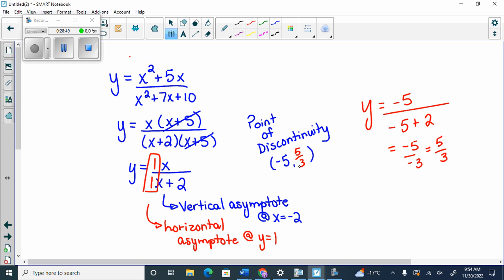So do you see how people will put this in their domain and range and forget these? You're going to have two numbers in your domain, you're going to have two numbers in your range, right? Because these don't exist as well. So your domain is going to be x such that x can't equal negative 5 and negative 2. It's in your chart. I'm just being lazy and not going back. And then the range is going to be y such that y can't equal 1 and 5/3.